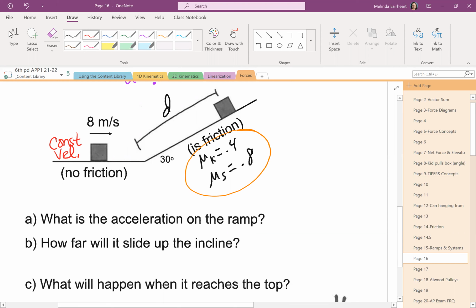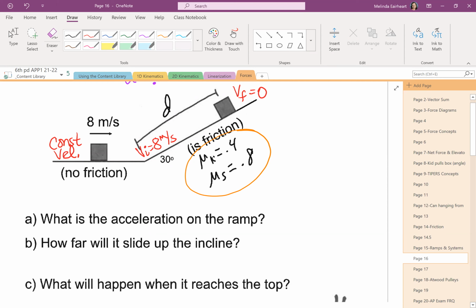In other words, it comes to a stop up there, okay? So a split-second stop, or is it a long time stop? That'll be our question C. But as far as we know, right now, it's just going to come to a stop. What is the acceleration on the ramp? So we know that at the bottom of the ramp, our initial velocity is that same 8 meters per second. And we weren't given that distance, we weren't given time.